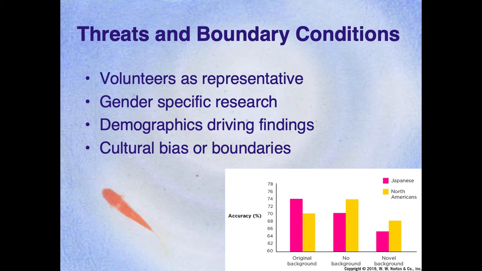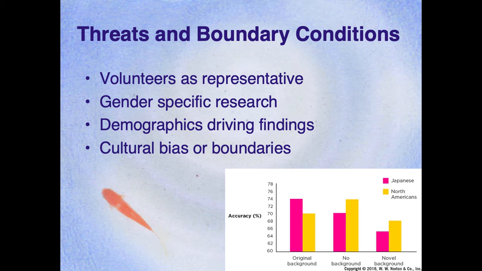Some of these things I've been referring to as threats or boundary conditions, right? Threats are threats to generalizability, your ability to say that the study matters for other people. Those are things like issues. Boundary conditions are sort of parentheses around, or a fence around, who your research applies to.